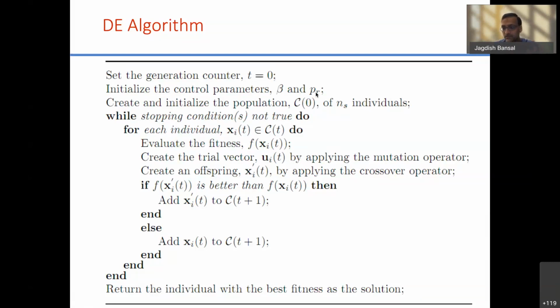These are the two parameters which are to be fixed first of all, and then you generate a random population of ns individuals. This is the population size. For each individual, you find the fitness, and determine the stopping criteria, whether to stop the algorithm or not. Then apply the mutation operator to generate the trial vector, apply the crossover operator to generate the child, and then do the selection. If f of x dash, the fitness of this child, is better than the fitness of the parent, then the child is included in the population, otherwise the parent is included. Simple. After the stopping criteria, whatever is the best solution you obtained, report that solution.